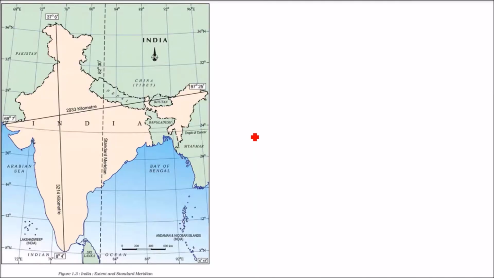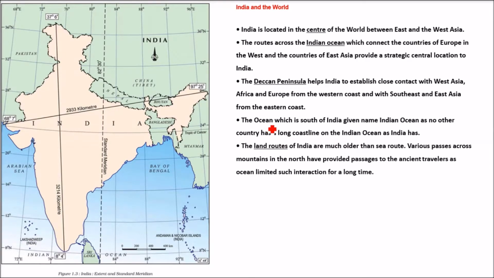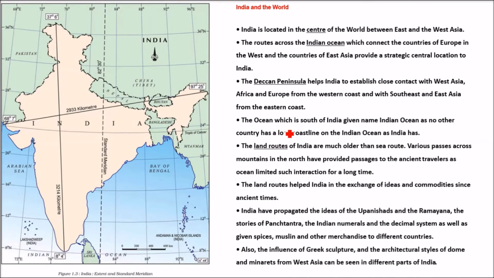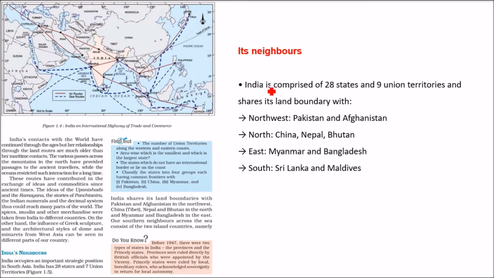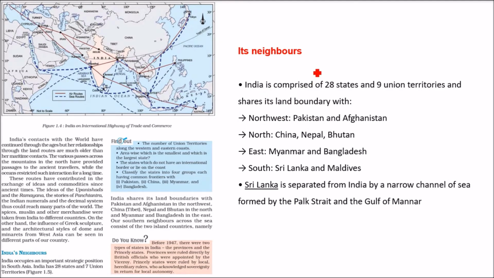We just discussed all these. And this is how India and the world were trading, and there were land routes and there were ship routes also. Okay, now let us talk about our neighbors, Indian neighbors. We have a few neighbors: north, south, east and west. In the northwest we have Pakistan and Afghanistan. In the north we have China, Nepal and Bhutan. In the east we have Myanmar, that is Burma, and Bangladesh. In the south we have Sri Lanka and Maldives.